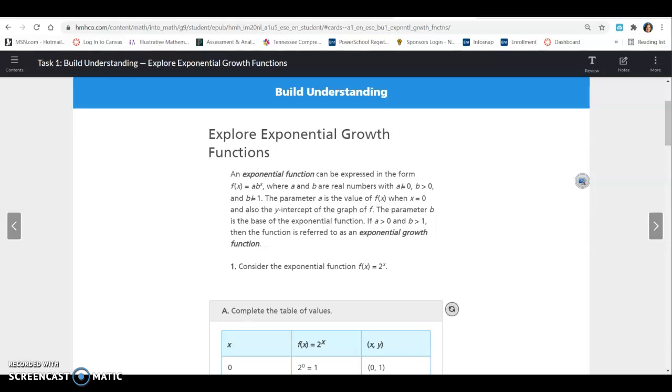All right, today we're looking at lesson 11.1 and we're going to start with task 1. All right, so we're going to explore exponential growth functions.